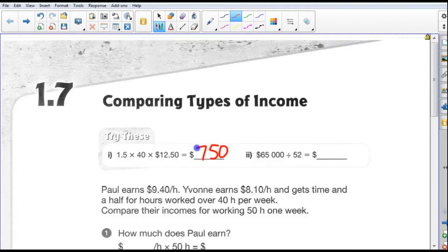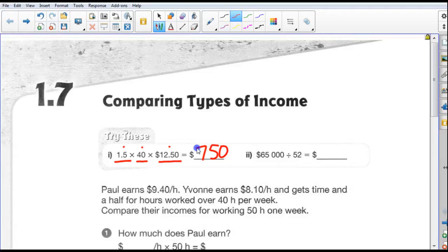Now you're probably wondering, what does this mean? Well, the way I'm thinking in terms of income is this looks like time and a half, 40 hours per week, $12.50 per hour. So the way I interpret this particular math problem is that we have a person who made $12.50 an hour. They worked for 40 hours in the 1 week, and they worked at time and a half, or 1.5 their normal wage, and it works out to $750.